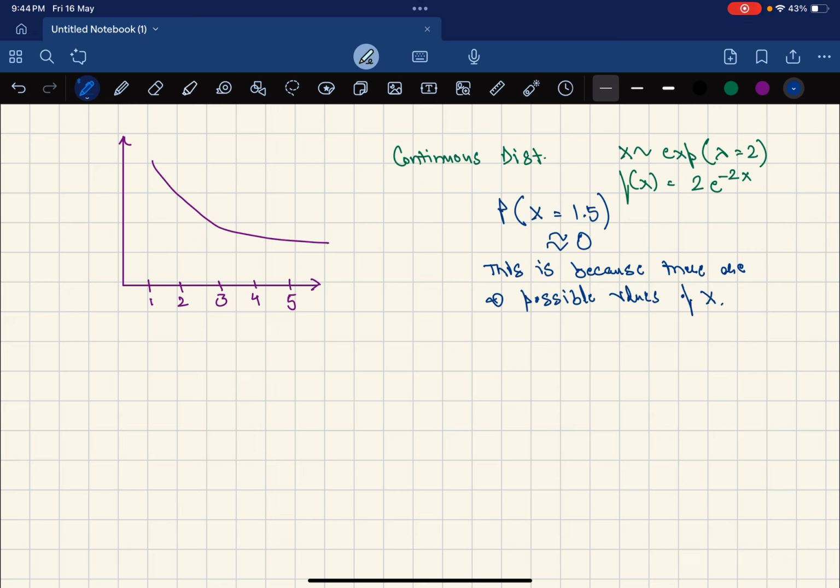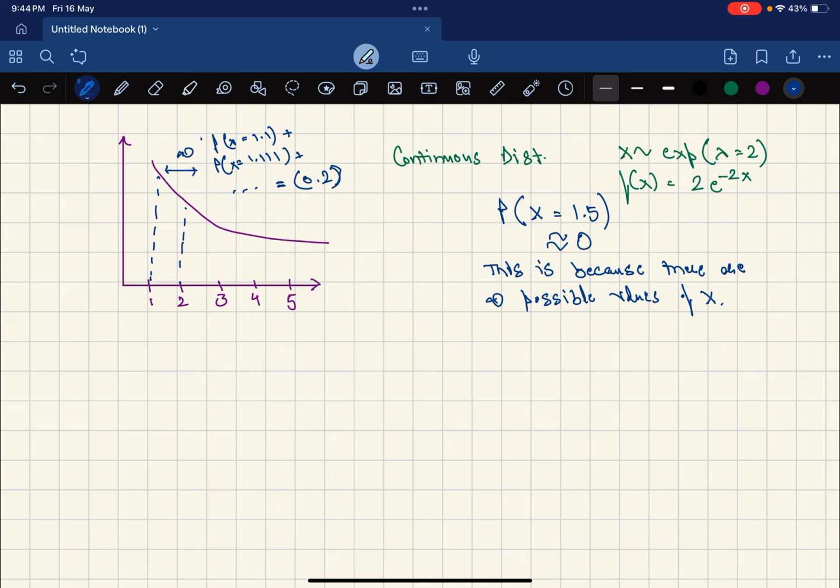Since there are infinite possible values of x between any two x values, let's say we take the range x equal to 1 to x equal to 2, there will be so many infinite values that if you keep adding x equal to 1.1, 1.111 and so on, it has to be some value. So let us say it is 0.2.